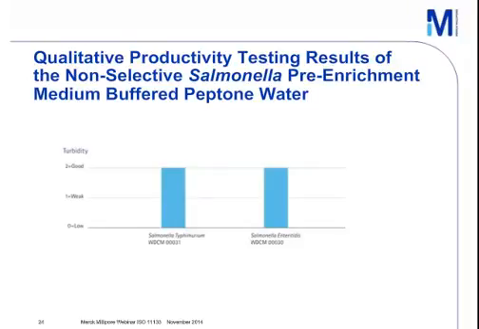For the non-selective Salmonella pre-enrichment medium, buffered peptone water, we have the target strains of Salmonella typhimurium and Salmonella enteritidis, and all 5 batches reached good growth with a turbidity of 2.